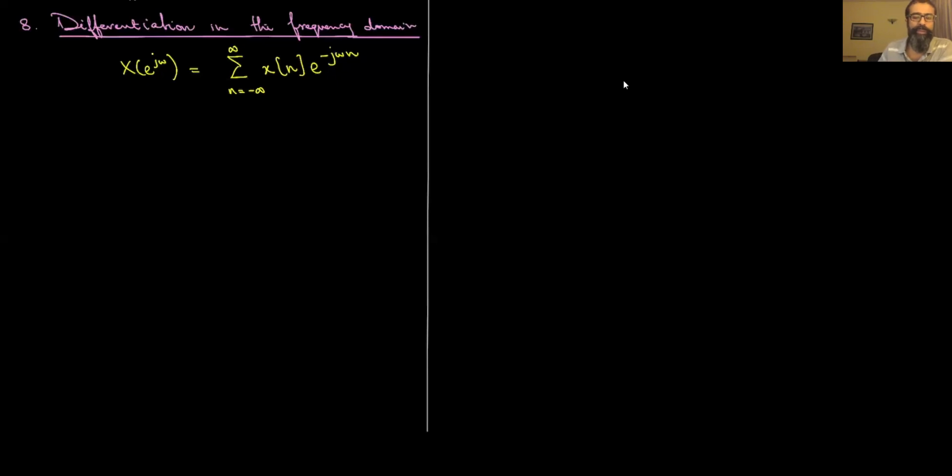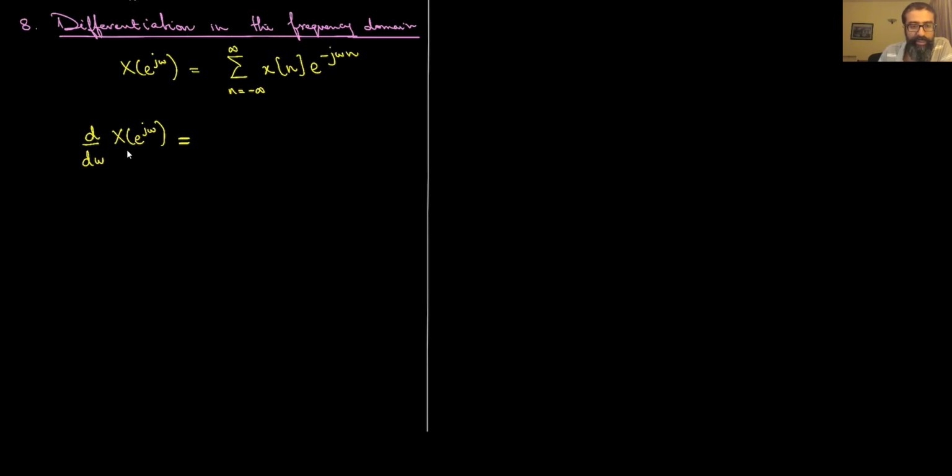And finally, the last property I'm going to talk about in this particular module is the differentiation in the frequency domain. So the question is, if I differentiate in the frequency domain, what happens in the time domain? In other words, if I find the derivative in the frequency domain, what is the inverse Fourier transform corresponding to this frequency domain transform? In order to do this, let me just use this Fourier transform relationship, or the analysis equation, and just differentiate both sides with respect to omega.